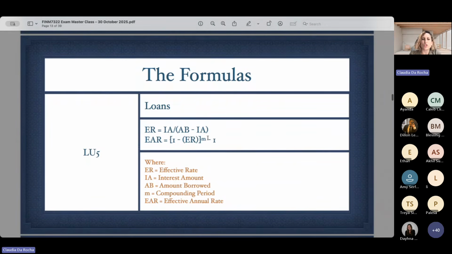Now, when we're coming to secured short-term financing for inventory loans, okay, it's very specific. This is inventory loans. We use the interest paid in advance. That is what we use. Okay, so it's the ER is equal to interest amount over your AB minus your IA. Okay, so it's very important that we understand they're the same formulas. The only difference is this one's being used for inventory loans, the other one's being used for unsecured financing, but it's the same. Okay.